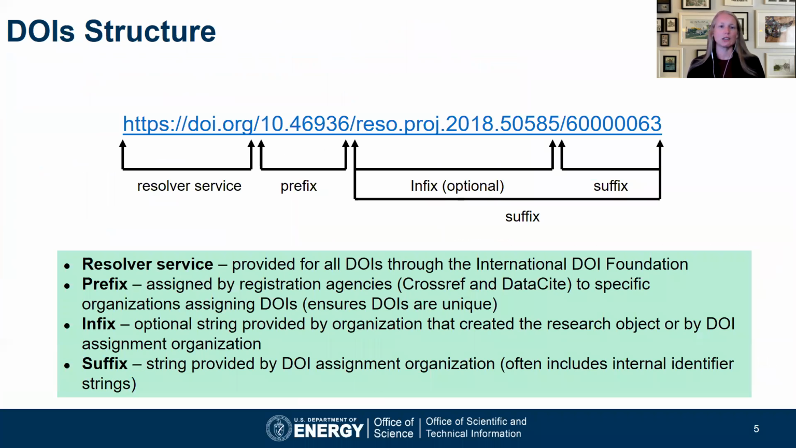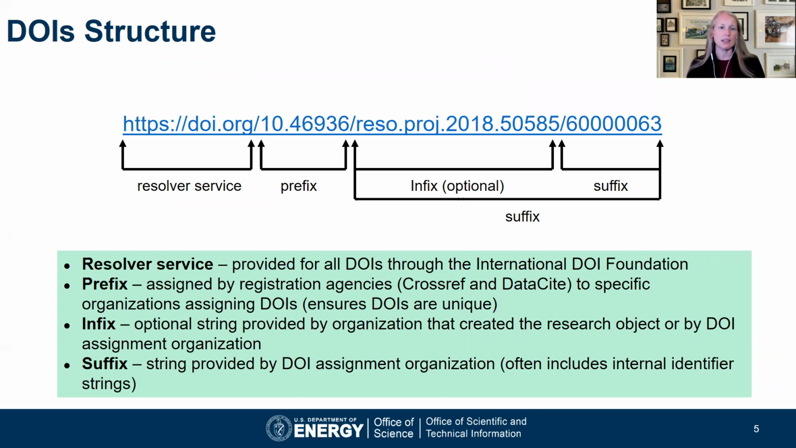So I wanted to talk a little bit about the structure of the DOI, which I think might be helpful. So it's broken up into different pieces. The first part of a DOI and these other types of persistent identifiers is the actual resolver service. In the case of a DOI, all DOIs are registered through the International DOI Foundation, and they provide the resolver service. Next is this prefix, this 10 dot something number.